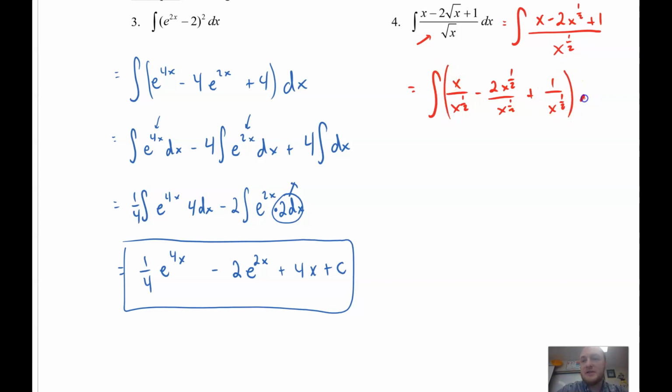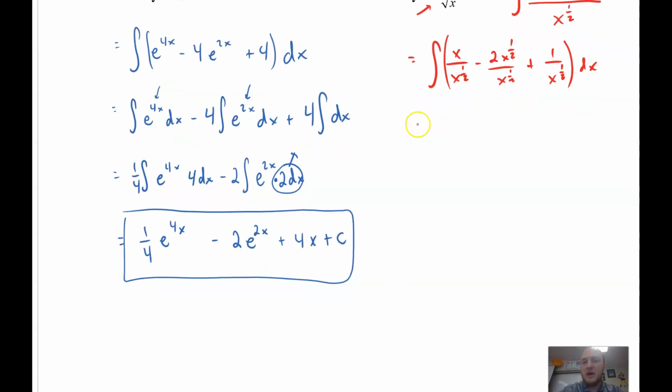And all of this is times dx. So now I'm going to go ahead and just clean house. So we have the integral of x to the power of 1/2 minus 2 plus x to the power of negative 1/2, again, all of this dx. Okay, so I can go ahead and integrate like this, just term by term.